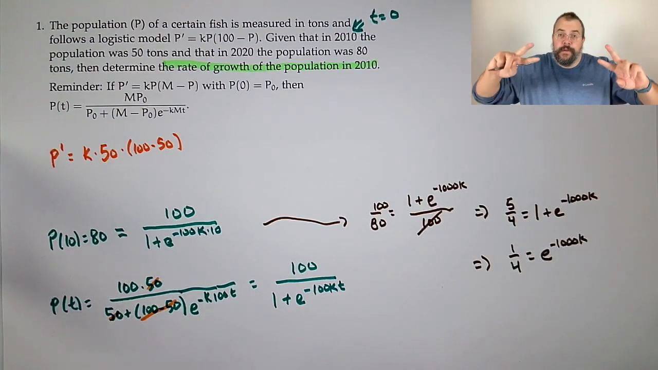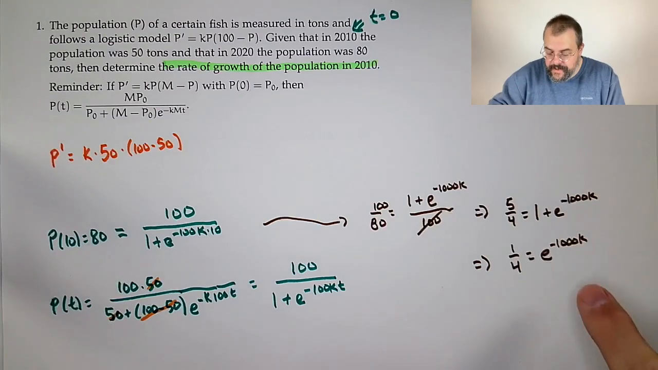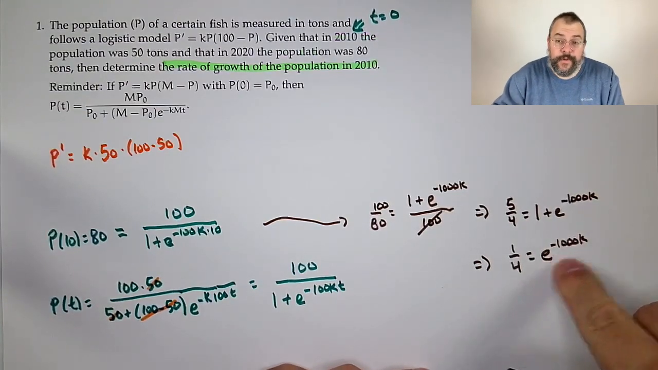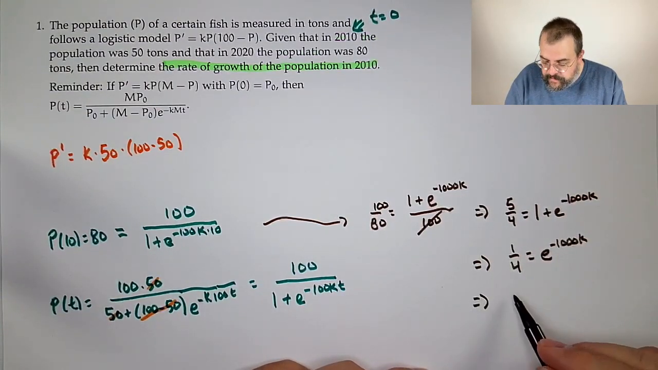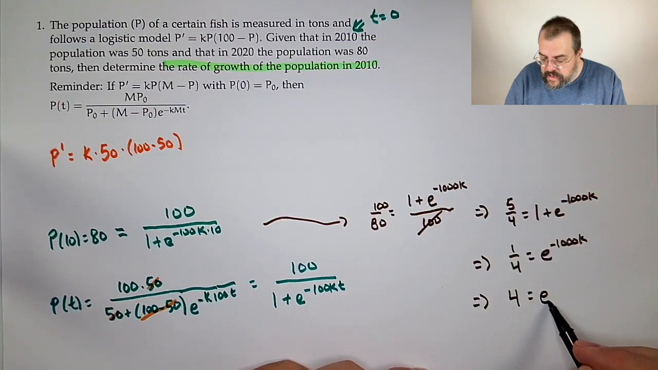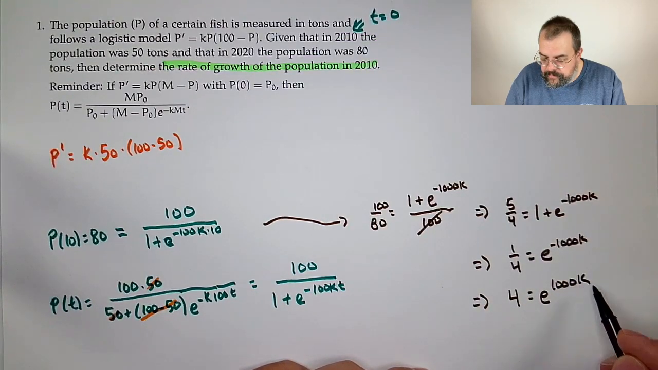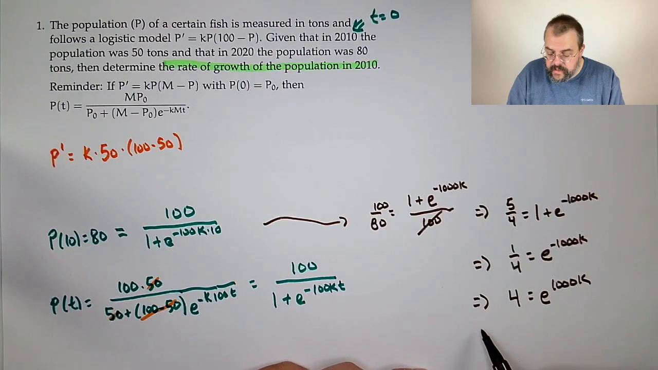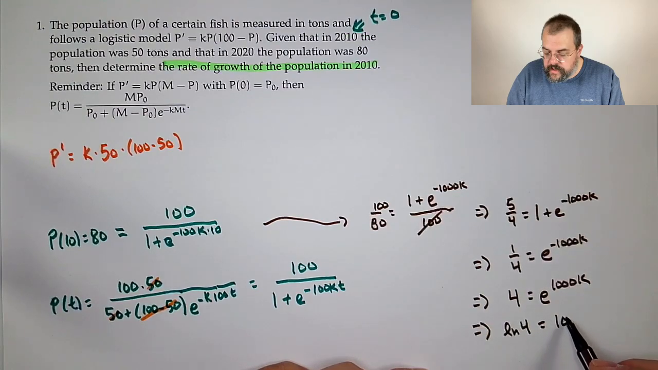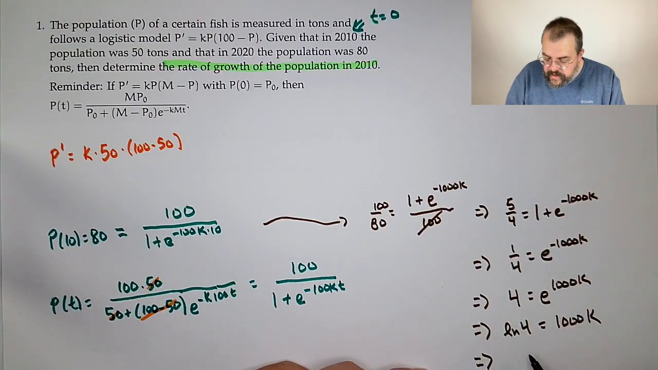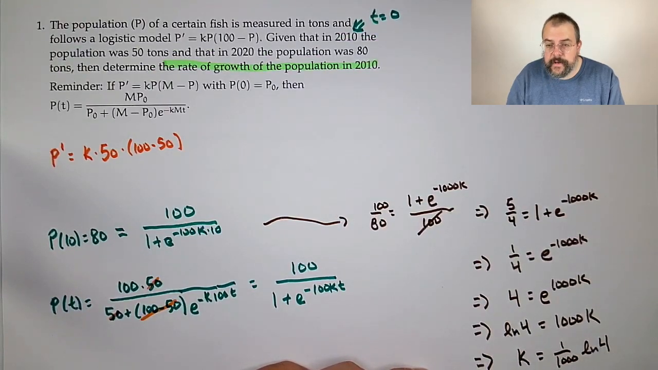If we flip both sides, this negative means really 1 over something. So that says we have 4 is equal to e to the 1000k. And now take a natural log. We get natural log of 4 is equal to 1000k. Or at the very bottom, we can squeeze it in here. We can come to the conclusion that k is equal to 1 over 1000 times natural log of 4.